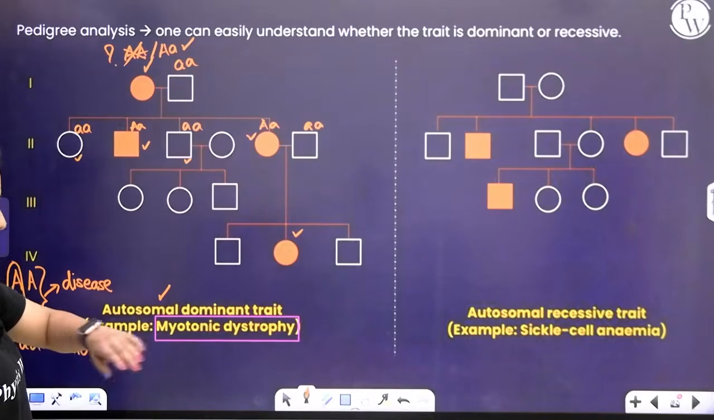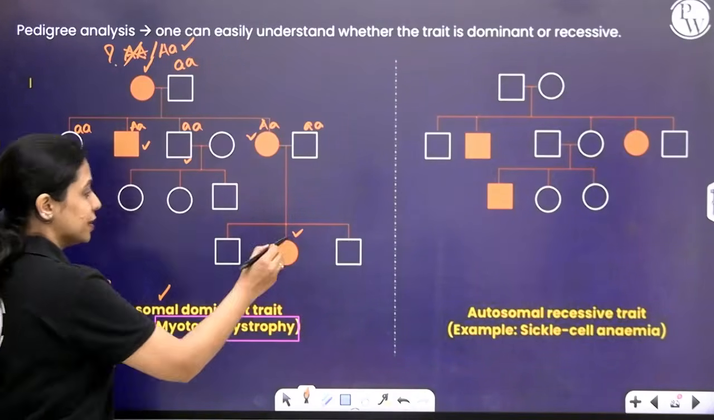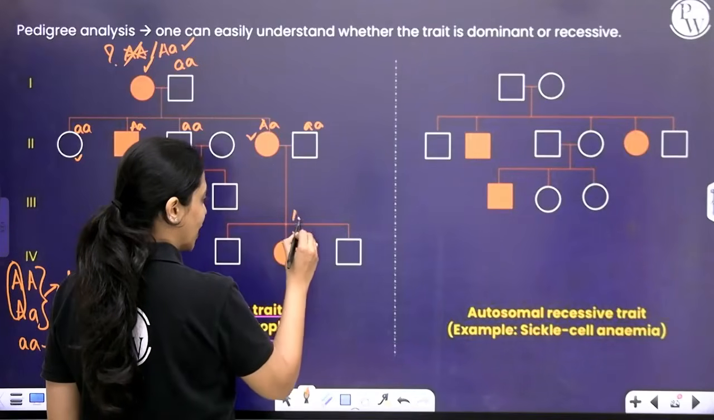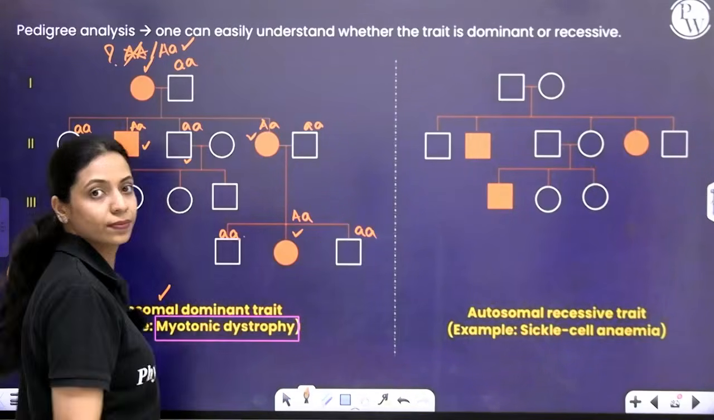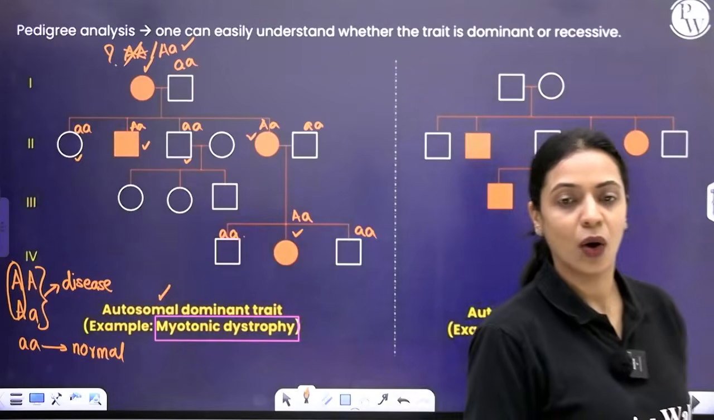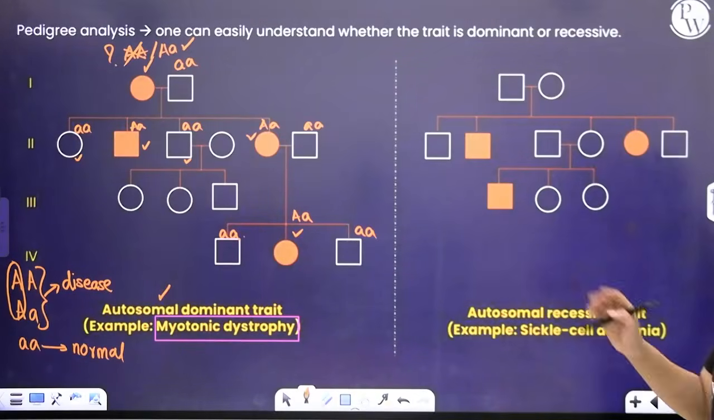Again, same thing here. This individual could be heterozygous. These both are homozygous recessive. Understood? That is how autosomal dominant traits work.